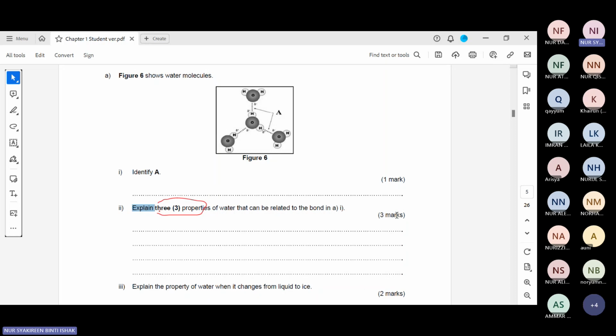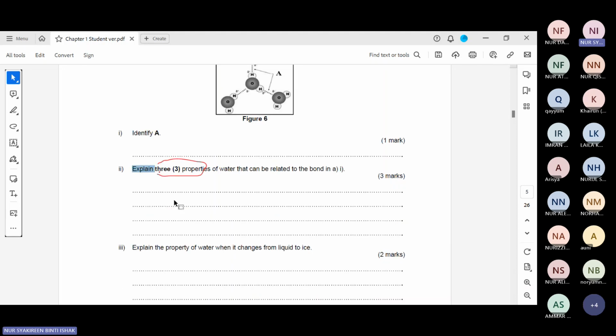Dia tak ada setengah-setengah markah ya dalam exam, especially untuk bio. Bio kita ada setengah-setengah markah. Dia markah 1 full. So when the question asks for explanation, you have to explain. So explain tiga properties and relate how this property is related to the formation of hydrogen bonds between water molecules.